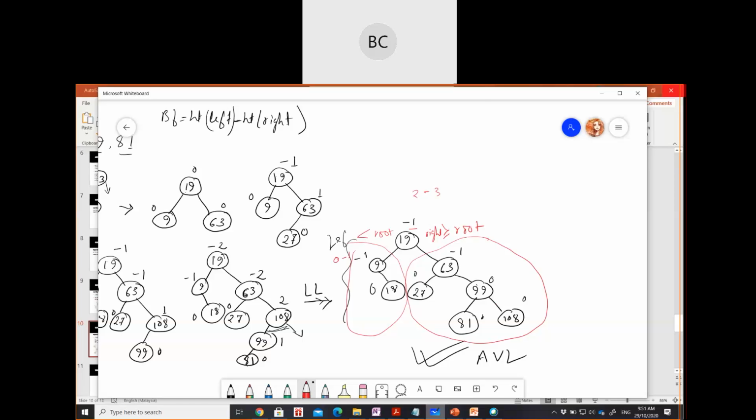Again, for this node, there are no children. For a leaf node, it will always be 0. For 63, one node at the left side, that is 1 minus, and for the right we have 2, 1 minus 2 is minus 1. Correct? So it's a leaf node, balance factor will be 0. For 99, we have 1 left and 1 right. So 1 minus 1 is 0. So that's how we calculate the balance factor: height of left subtree minus right subtree. Is it clear now?